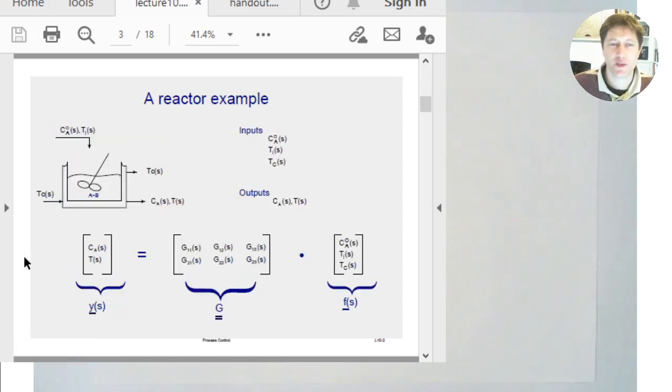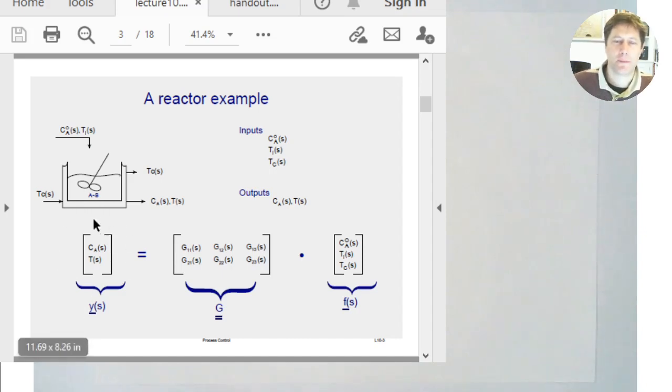This is the sort of thing that we saw early on. This is a reactor where we have a flow coming into it with a concentration and a temperature. It's jacketed, so there's Tc coming in, Tc coming out from the jacketed reactor. And then out of the reactor we have a new concentration and a new temperature. So the temperature and concentration will be changing. The reaction might be exothermic or endothermic.